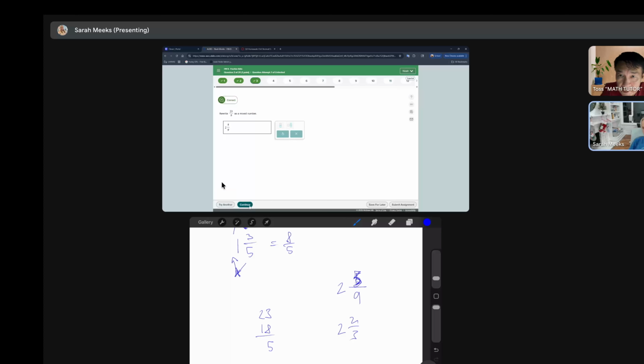Check. Yep. There we go. What fraction? 1, 2, 3, 4, 5. 5/6. Right on. Very good.